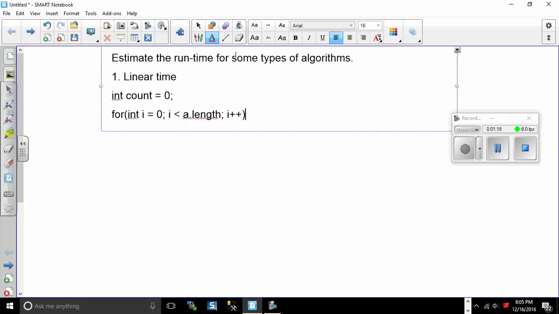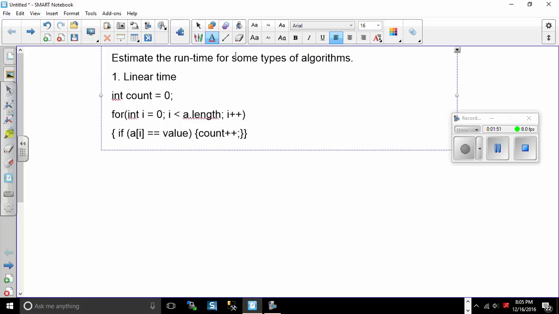For instance, suppose I have an array of 100 numbers, and I want to count the number of times that 7 occurs in it. So this for loop will do the job. If element a[i] happens to equal value, which I said was 7, then we increment count, like so. So here's a for loop which counts the occurrences of 7 in an array of 100 numbers.